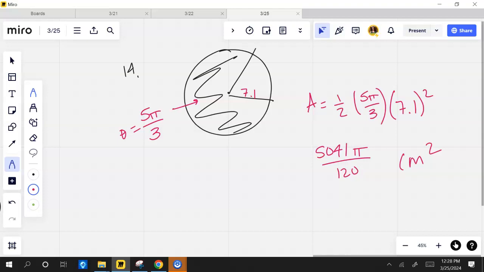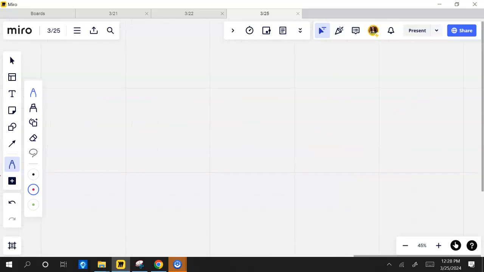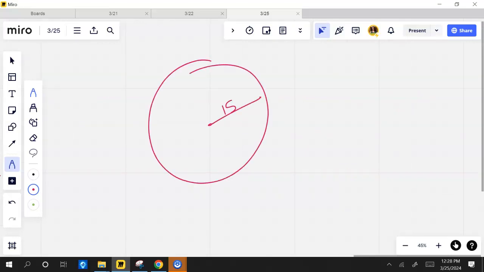18. A circle with a radius of 15 yards. That's the best circle I have ever drawn. A circle with a radius of 15 yards contains a sector with an area of 609 square yards. So I've got this sector, and it's saying that this is 609 square yards.